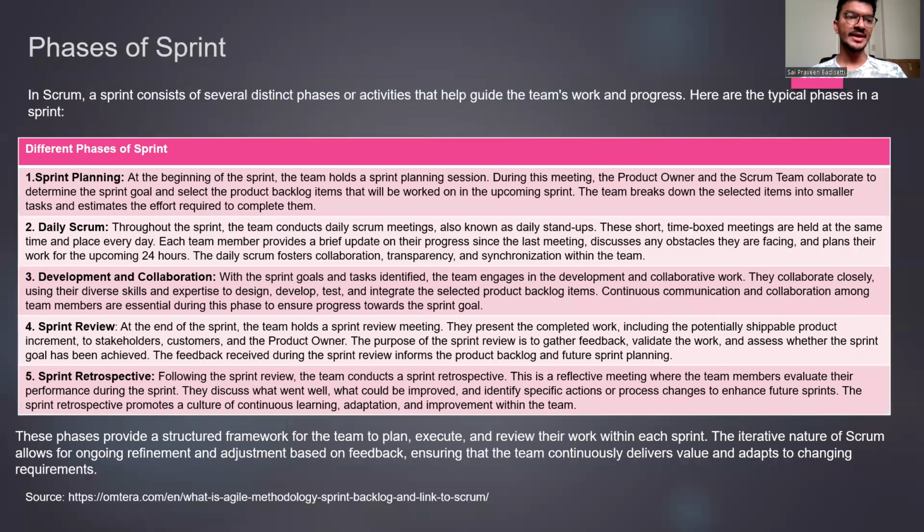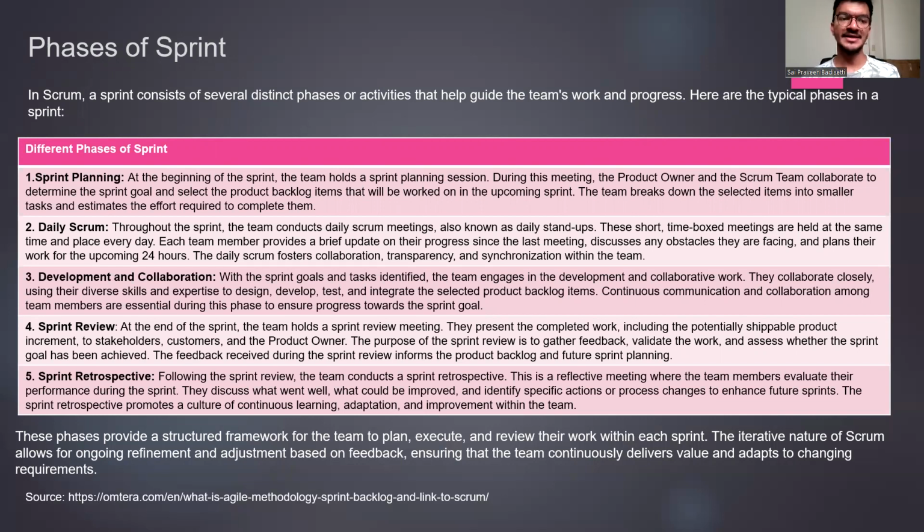And these are the phases of the sprint: sprint planning, daily scrum, development and collaboration, sprint review, and sprint retrospective. Sprint planning is the beginning of each sprint period. The product owner and the scrum team collaborate and form a goal for that sprint, and they select the product backlog items, if there are any, to be completed in the upcoming sprint.